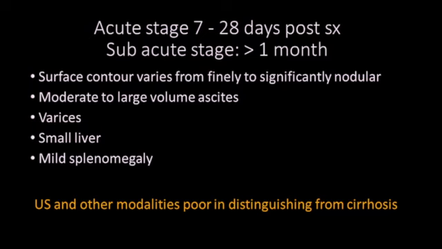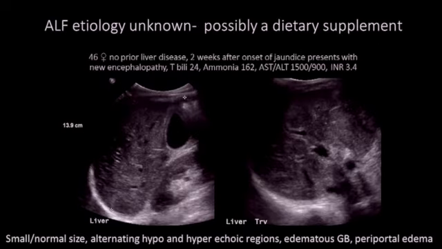By the time you get to this stage, ultrasound and the other modalities perform less well in distinguishing the patient from cirrhosis, because you're facing a patient who you may never have seen before with a nodular contour and ascites, and the first inclination would be, this is cirrhosis, so you have to be very careful.